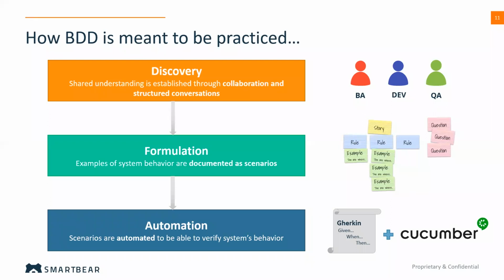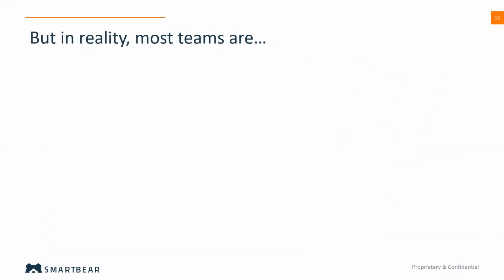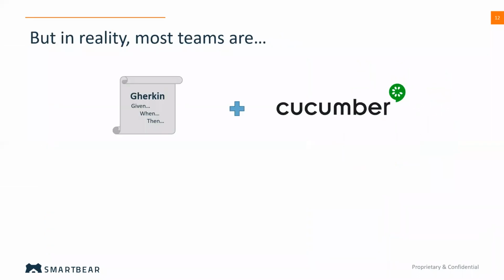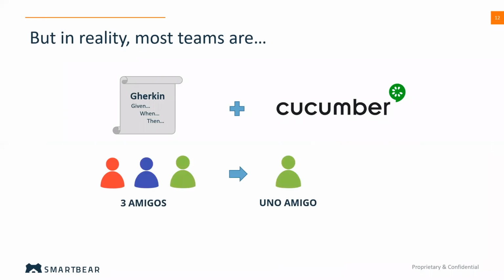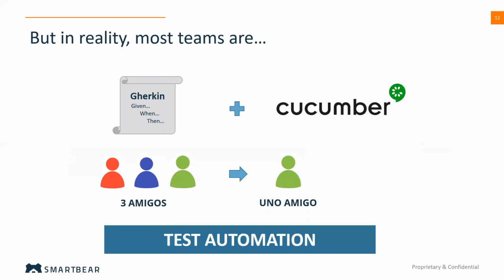That's what we see happening here. We see these three steps: discovery, formulation, automation. But all we really picked up from this is the automation aspect. And in reality, most teams are just using Gherkin and Cucumber and terming that a BDD process. So the three amigos essentially became one amigo, right? It is the QA team that's somehow taken this concept to the next level and accelerated their test automation practices. So what is meant to be something that happened even before a single line of code was written was adopted by the QA organizations across different teams to accelerate test automation.